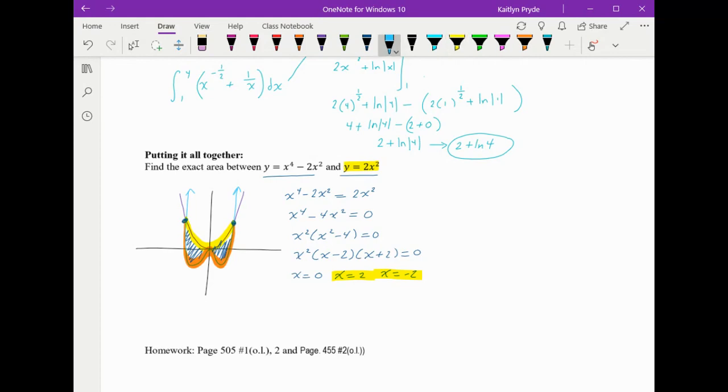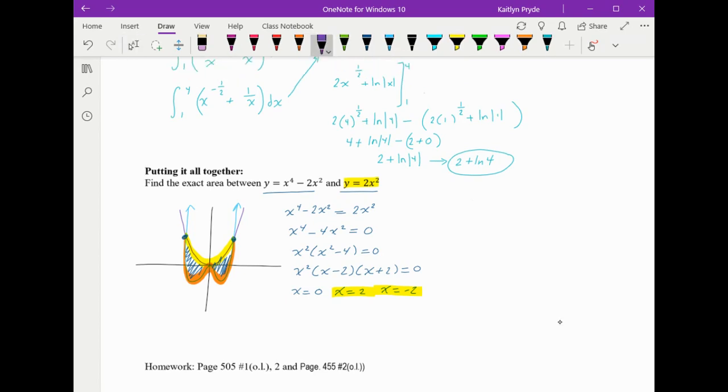So when I actually set up my integral, I'm looking at an integral from negative 2 to 2. And the function that I'm actually looking at is when I subtract x to the 4th minus 2x squared from 2x squared, because I want to subtract my graph that's below from the graph that's above to keep it positive. So here I have 2x squared, and I'm going to subtract from that the function that's below, x to the 4th minus 2x squared, and this whole thing is times dx.